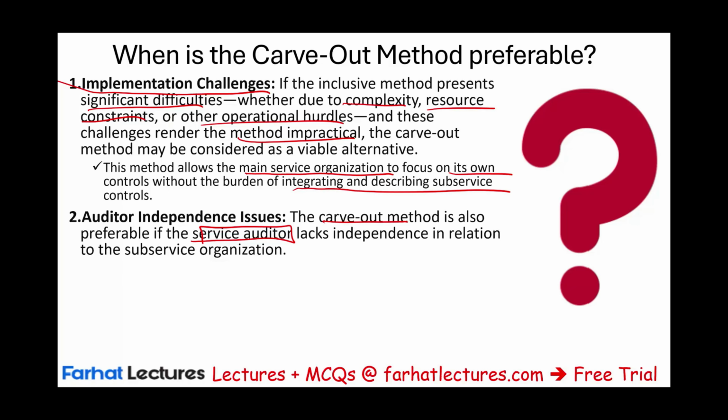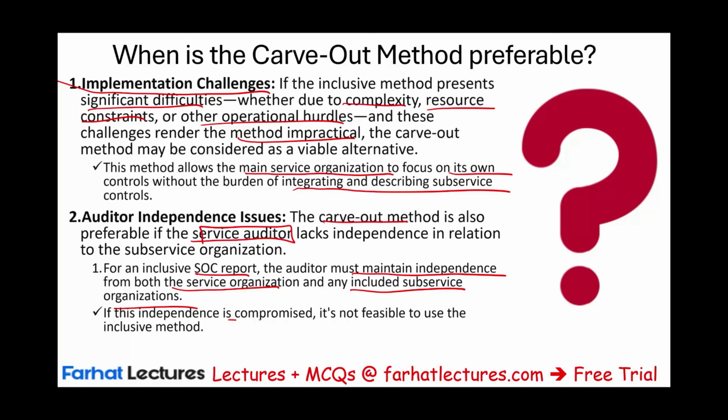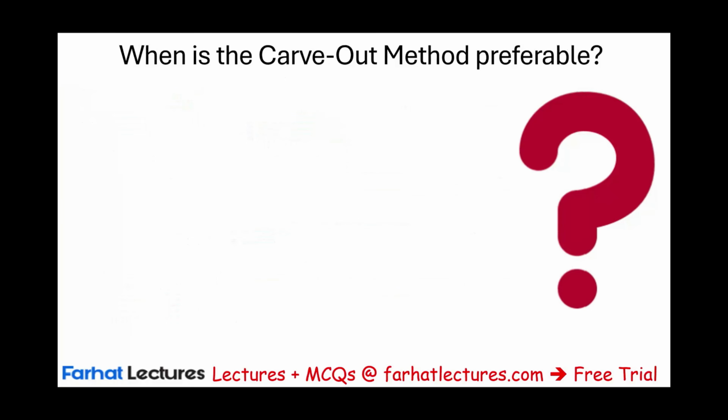Because think about it, SOC 1 and SOC 2 are attestation engagements. If the auditor has any interests in the subservice organization, the auditor's opinion is useless at this point because there's no independence. For an inclusive SOC report, the auditor must maintain independence from both the service organization and any included subservice organization. If this independence is compromised, it's not feasible to use the inclusive method. You can do it, but it loses all credibility. It's useless. So the auditor has to be independent. Remember, SOC is an attestation engagement.